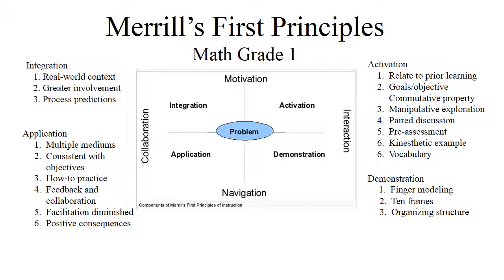Also, during the activation phase, you want to talk about the objective, which in this case is fluency of sums to 10. And we're going to add the commutative property, because that is a way that you can obtain fluency, by understanding that 4 plus 5 is 9 and 5 plus 4 is 9.